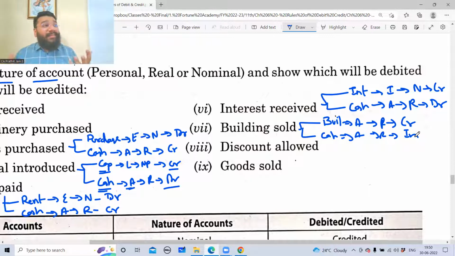By doing sales, expense will go. Wow, next level now. Now clear. Discount allowed. Who is allowing discount? We are not allowing. The opposite person is allowing to us, because even the business can go and purchase now.